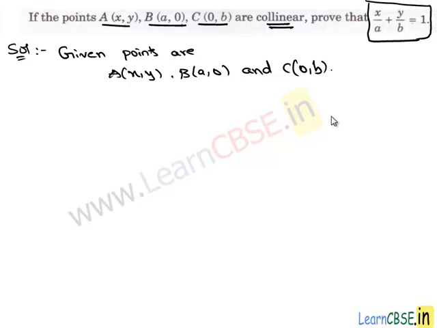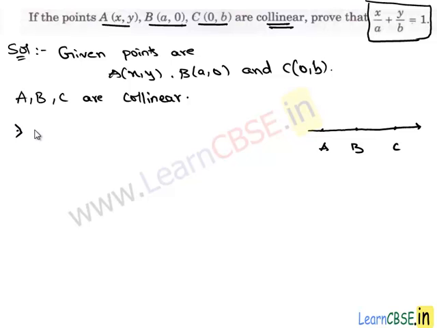So when do we say 3 points are collinear? 3 points are said to be collinear when they lie on the same line. Here we have A, B, C, and these 3 points lie on the same line. So we say A, B, C are collinear. By using this, we have to prove the given condition. So what happens when 3 points are collinear? When 3 points are collinear, the area of the triangle formed by joining these 3 vertices is 0. So we equate the area of triangle ABC to 0, and then we get this condition.